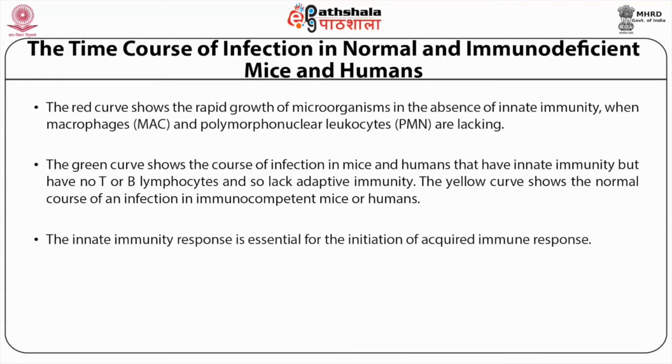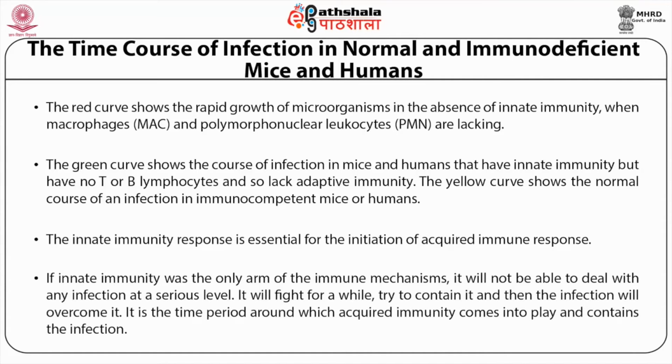The innate immunity response is essential for initiation of acquired immune response. To start with, in the absence of innate immunity, the level of infection can rise unchecked and very rapidly. If innate immunity was the only arm of the immune mechanisms, it will not be able to deal with any infection at a serious level. It will fight for a while, try to contain it, and then the infection will overcome it. It is the time period around which acquired immunity comes into play and contains the infection.